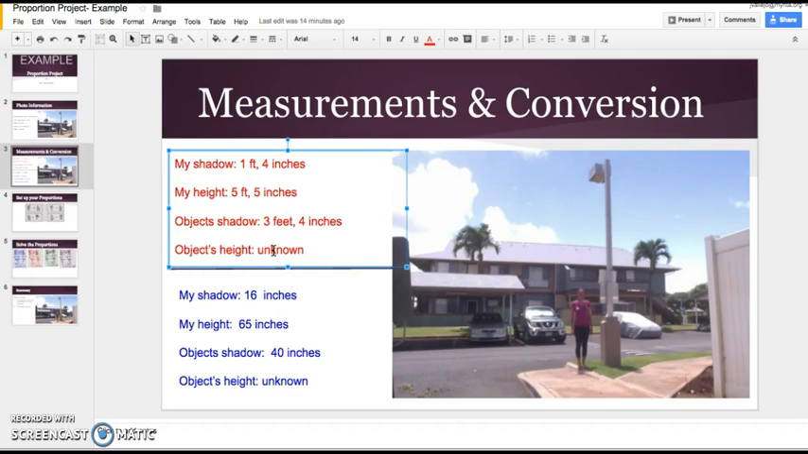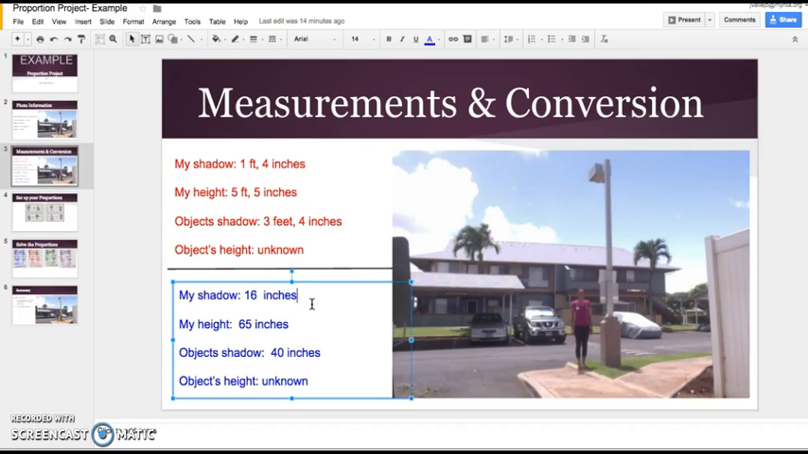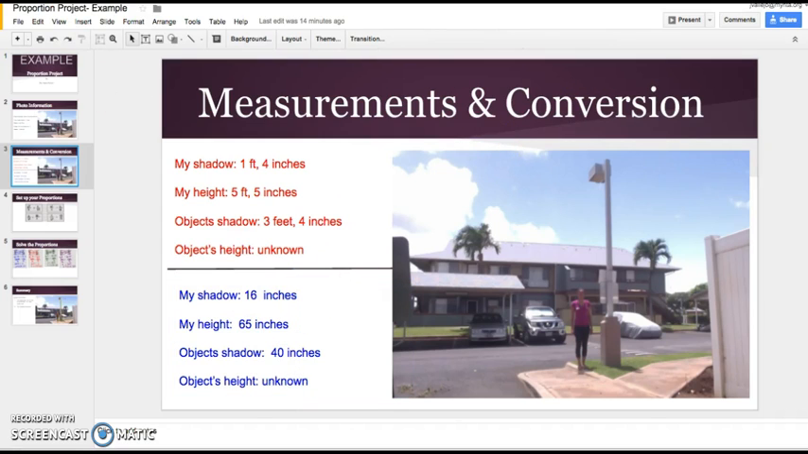and then the height is still unknown. What you'll then do is turn your feet and inches into just inches, because you can't set up a proportion if you have two different units. So we have feet and inches, and that's not going to work. So we're just going to turn them all into inches. So here's my new measurements. These are the conversions.